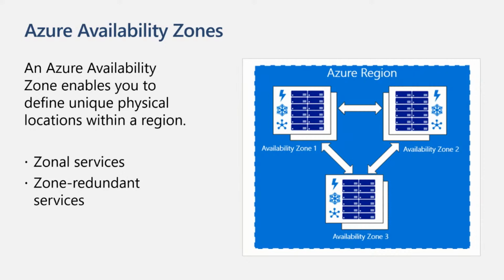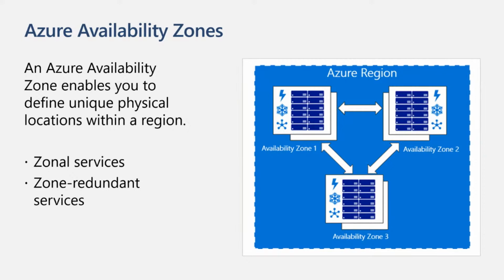Now, specifically, when we take a look at availability zones, we have 2 different flavors of this. We have zonal and zone redundant services. I'm going to take a pause for you to think about what those 2 may mean to you. So think about zonal, zone redundant. Okay, so with zonal, this is you manually specifying the zone of your resource.